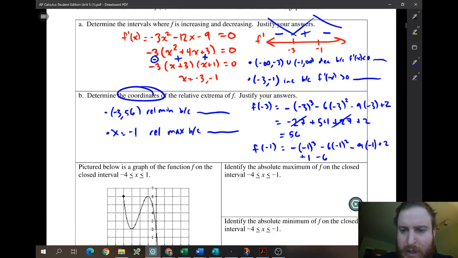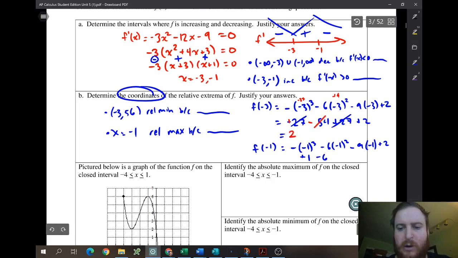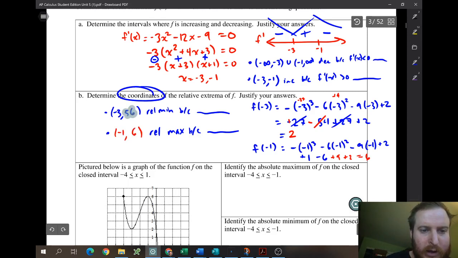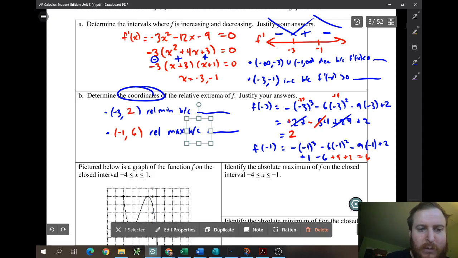Negative 3 cubed is negative 27, but then times this negative will turn it positive. And then negative 3 squared is positive 9, but positive 9 times negative 6 is negative 54. So 27 and 27 make 54. Minus 54 goes away. So this was 2. If you used a calculator, then you should have gotten that. And then on this last one, that'll be 1 minus 6 plus 9 plus 2. 9 minus 6 is 3, plus another 3 gives us 6. So instead of saying x equals negative 1, we'll say negative 1 comma 6, that's our relative maximum, and negative 3 comma 2 was our relative minimum.